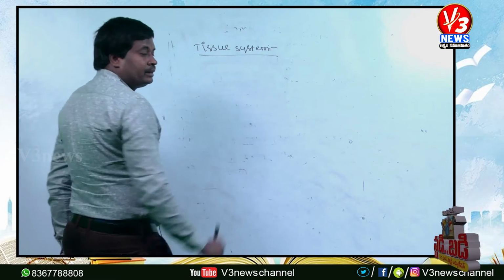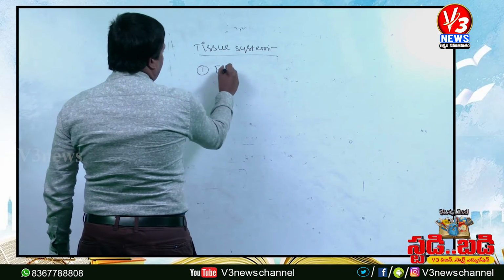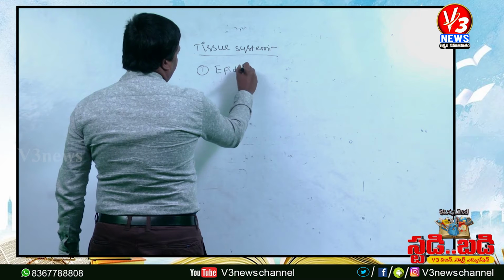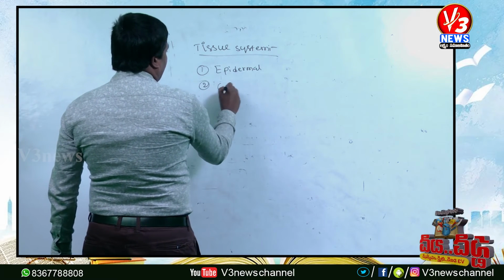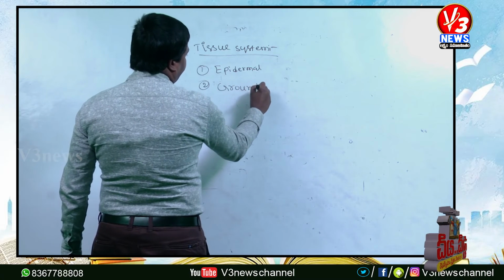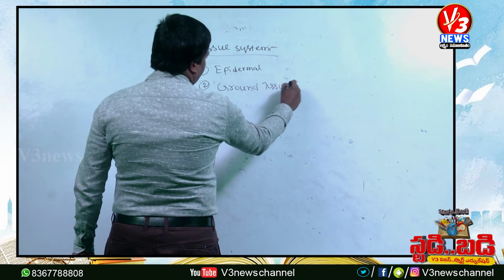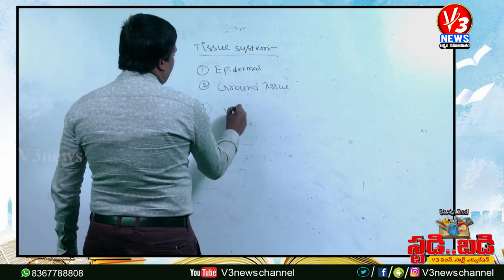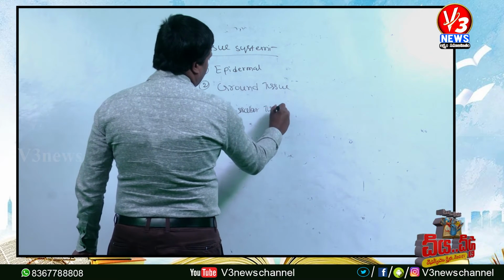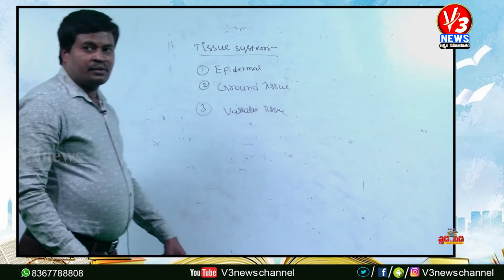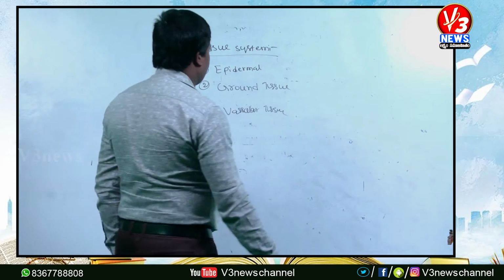Tissue systems, there are three types. One is the epidermal tissue system, the second is the ground tissue, and the third is the vascular tissues. Okay, first one, epidermal tissue system.